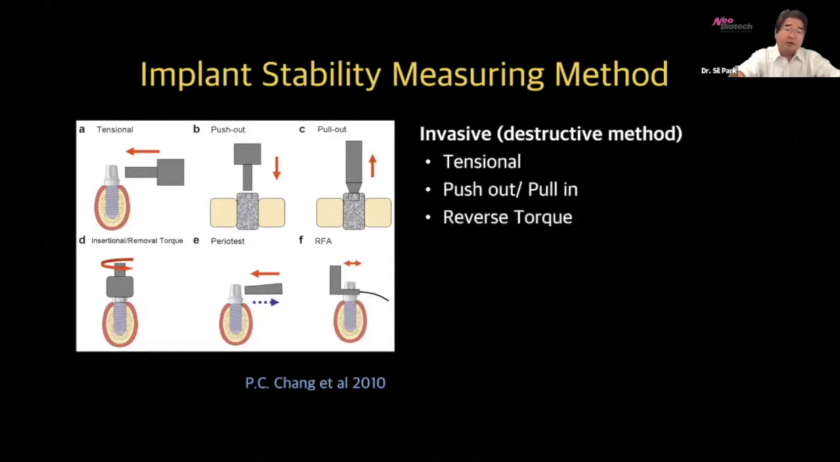And also, when I was young, about 10 years ago, many people discussed the reverse torque. We place the implant, then remove the implant and measure the torque, right? That is also another way. And also, in the research setting, we discuss the BAM, that is, a value of actual micromotion. So this one is where we measure the actual implant mobility and movement in the research situation.